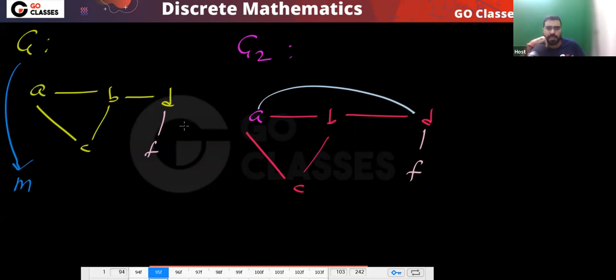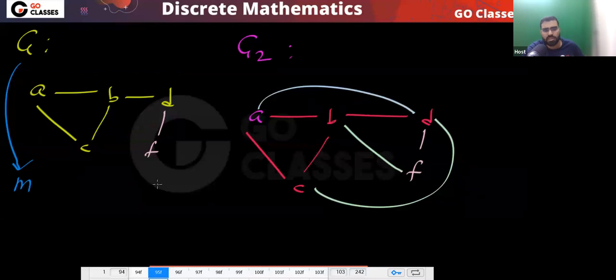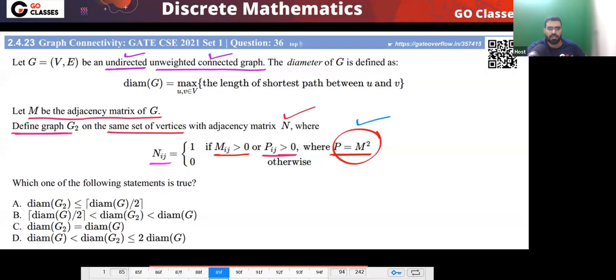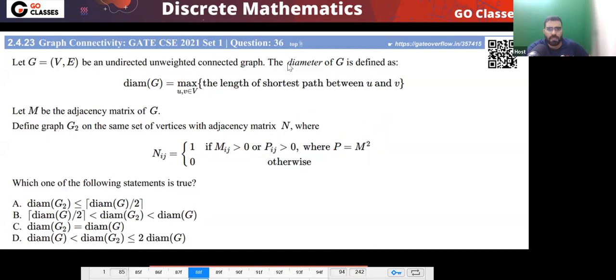Is this clear? Similarly, there will be no edge from A to F because there is no walk of length 2 from A to F, so this edge you will not put. But this BF will be put. Similarly, this CD also you will put because there is a walk of length 2 from C to D. So this is the graph that you will get. Are you getting my point? This is your G2, from G. Did you understand this one, or did you not understand?